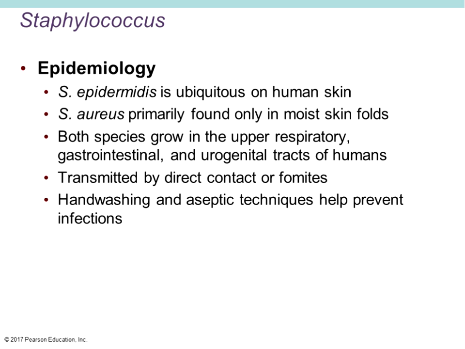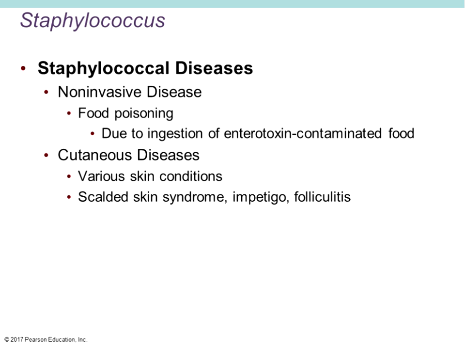It's transmitted by direct contact, so just skin-to-skin touching, or mucous membrane to mucous membrane touching, or even on fomites. And a fomite is just something that has it on it. So bed sheets, clothing, and medical instruments will be considered fomites. Proper hand washing and aseptic techniques, which means flaming your loop, foaming in and foaming out of the hospital room, and washing your hands properly, are excellent ways to prevent infection.